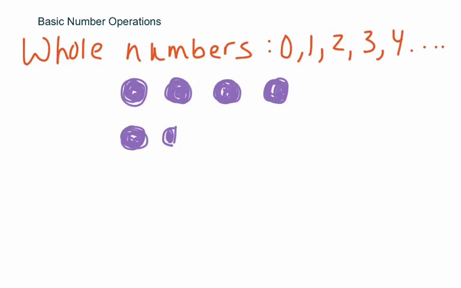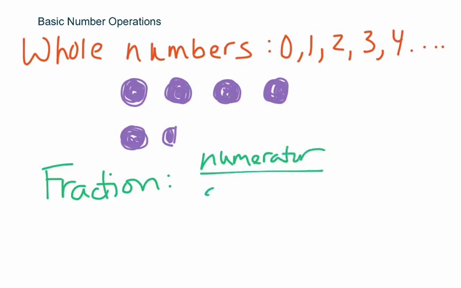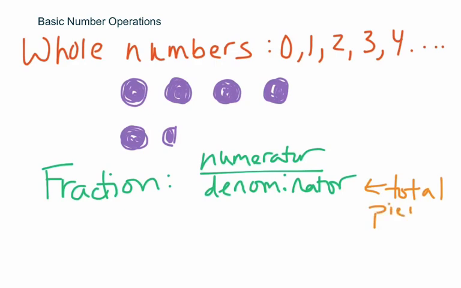And so we need a way to be able to represent pieces of things, and that's where fractions and decimals come into play. A fraction has 2 pieces. It's got a numerator and a denominator. What the numerator and denominator represent are the total pieces that comprise a whole. The denominator is the total pieces in the whole, and the numerator is how many of those pieces you have.